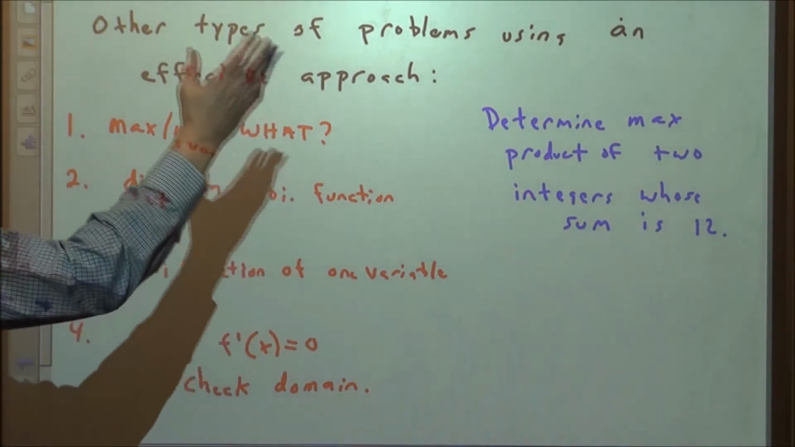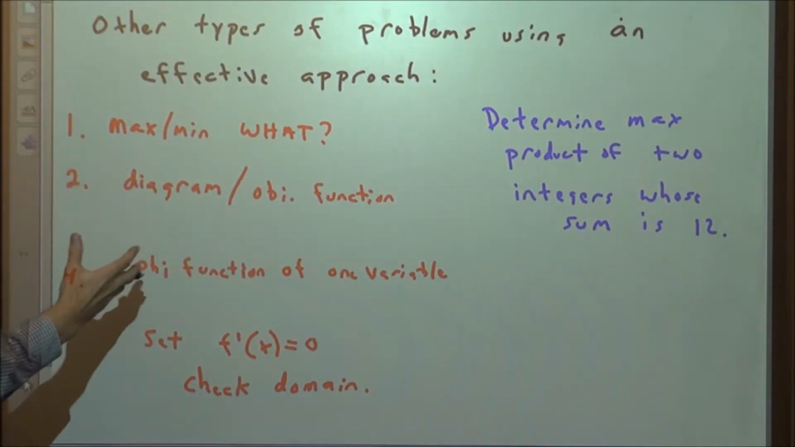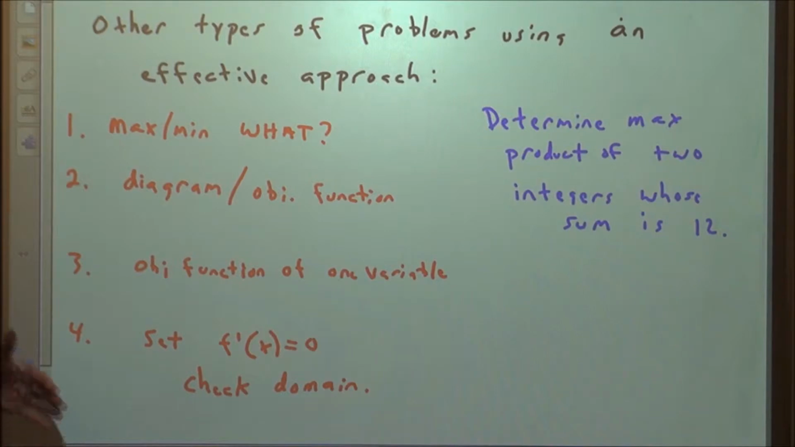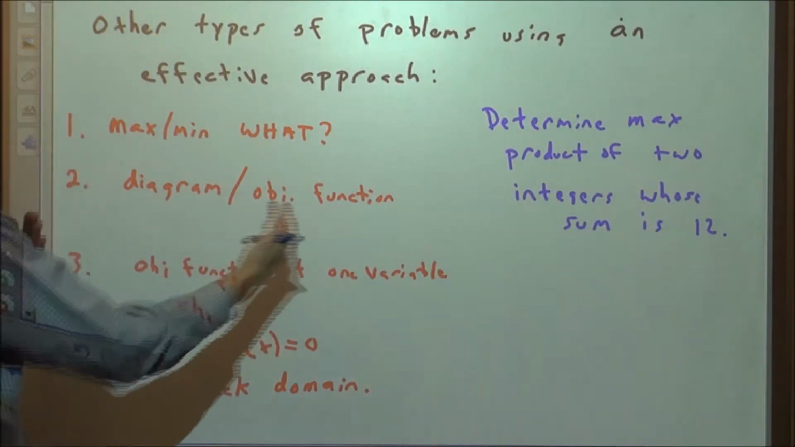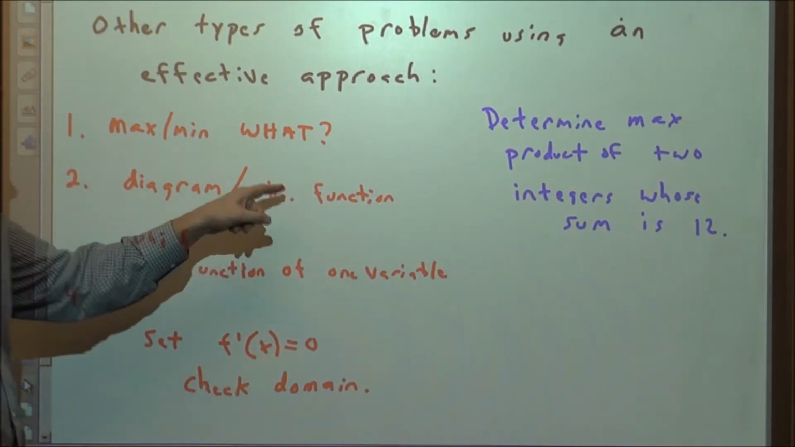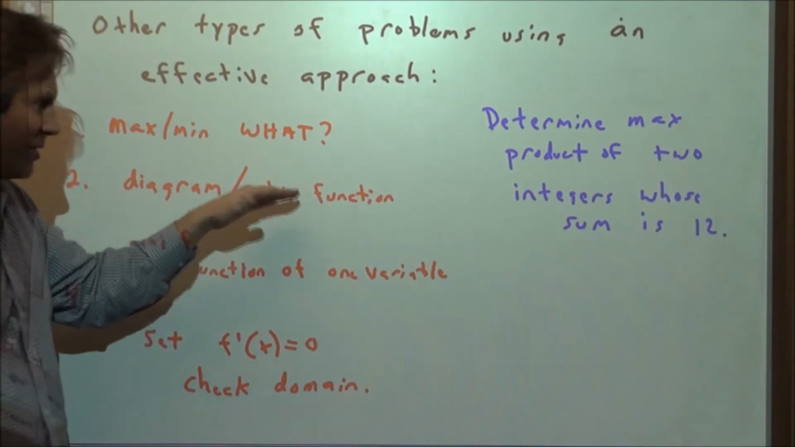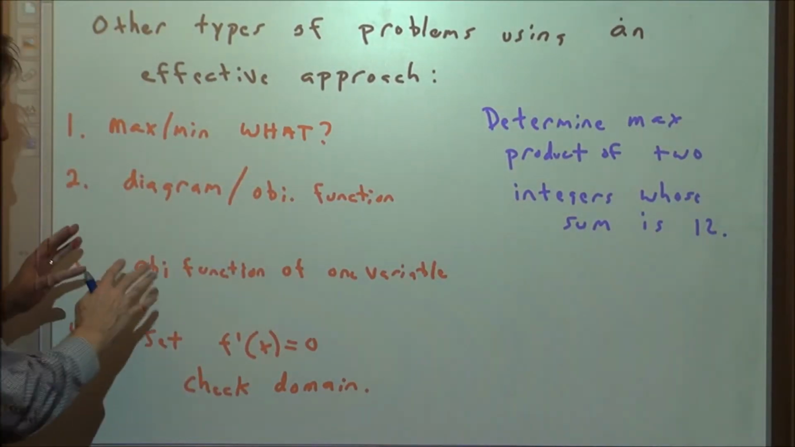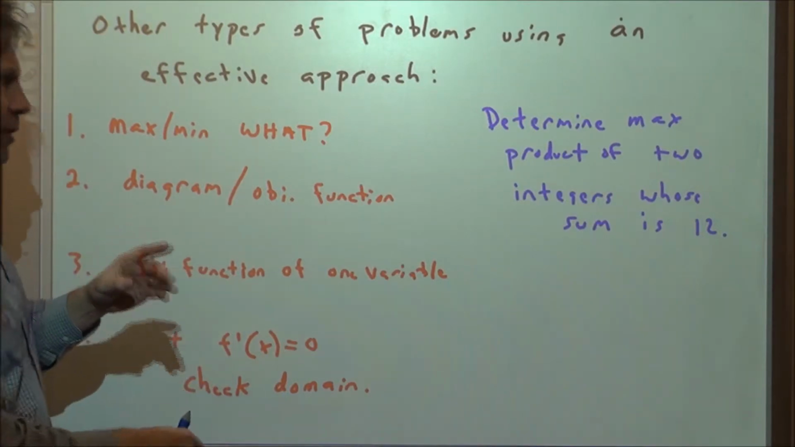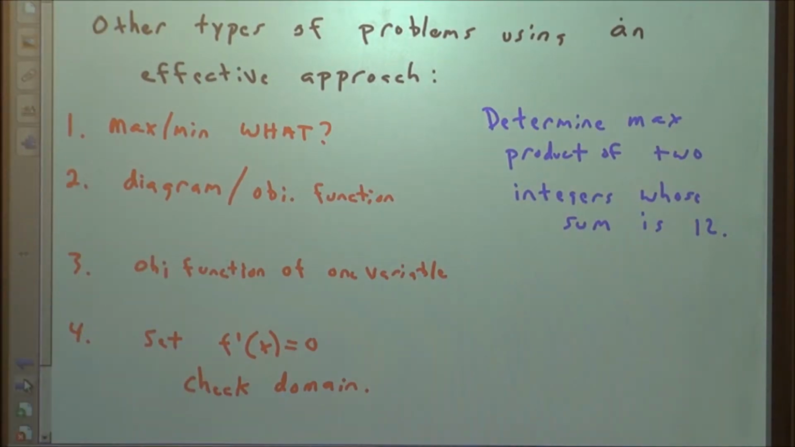We have other types of problems using this effective approach, and the big idea is to understand the approach. Find what it is that we're trying to maximize or minimize. Then draw a diagram and write the objective function at the same time, using more than one variable. It just makes it easier to come up with that function at the beginning. Then go to step 3, rewrite the objective function with just one variable using the extra information from the problem. Set the first derivative equal to 0 and check the domain.